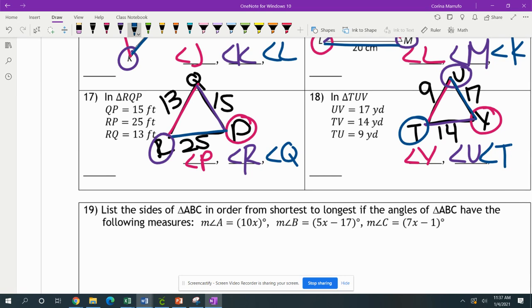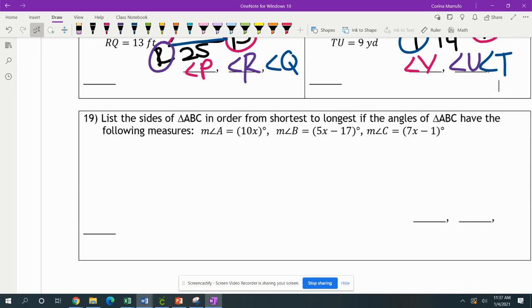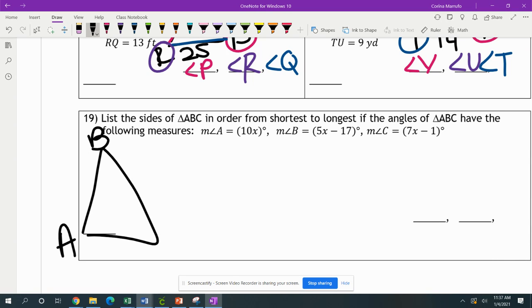And that's it. Okay, this next one says, list the sides of triangle ABC in order from shortest to longest if the angles of triangle ABC have the following measures. So once again, you have to draw the triangle. We have triangle A, B, and C. This is 10x, this is 5x minus 17, and then this is 7x minus 1.